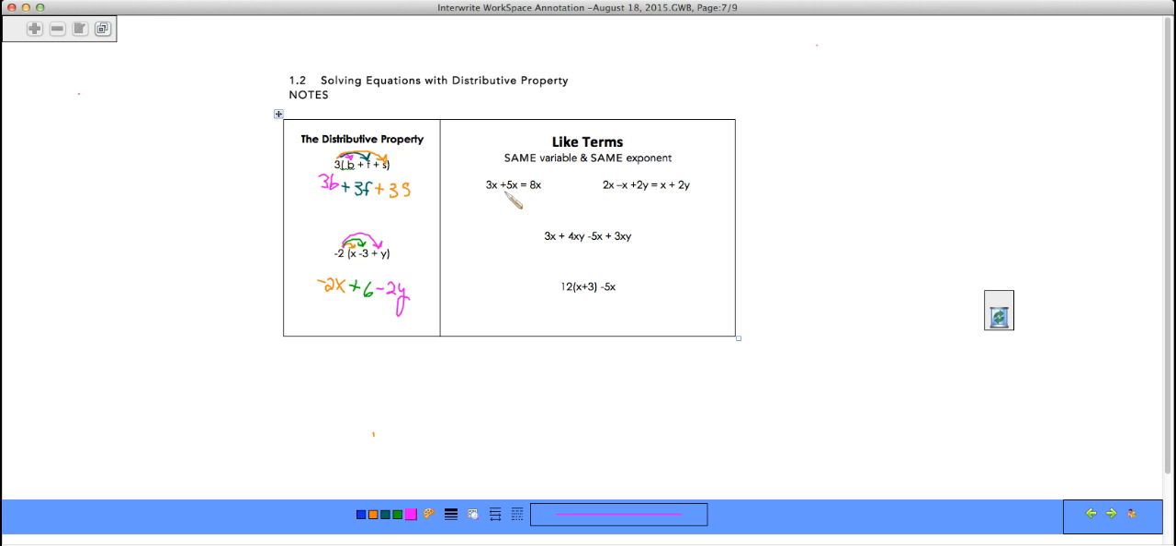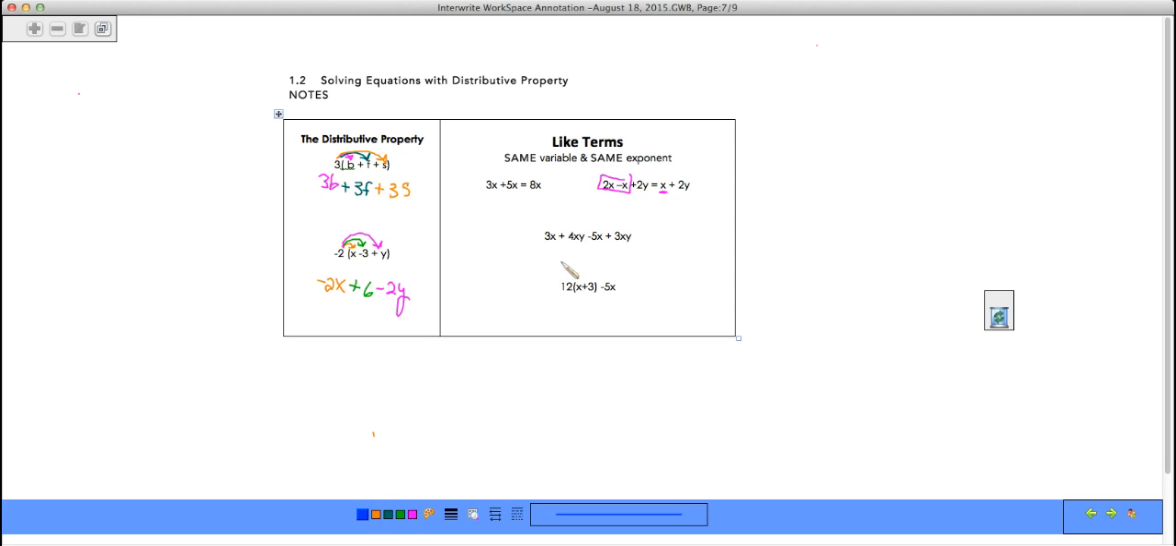Combining those two terms. Looking over here, 2x and negative x, those are both just x to the first power. So those are like terms. I can combine those. 2x minus x is just 1x, or just x. So here it is combined. 2y does not have a like term, so it just gets tacked on the end. So this expression simplified is just x plus 2y.